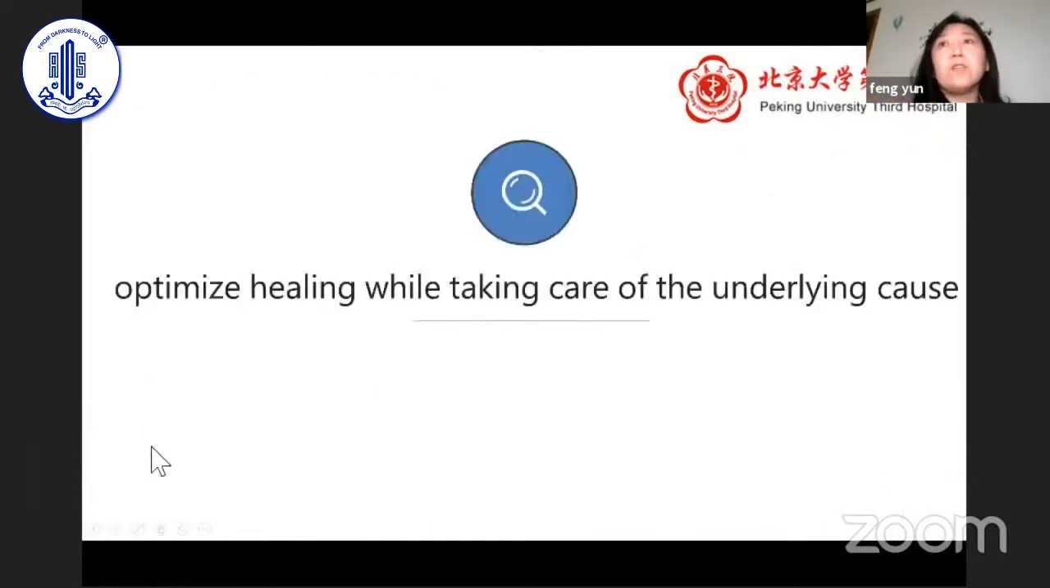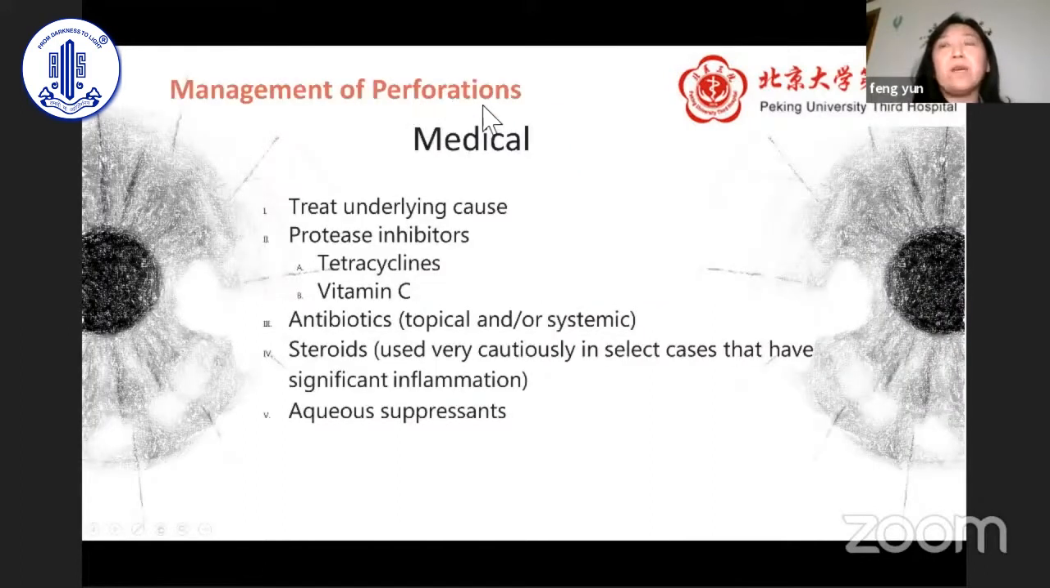For the treatment, the aim is optimizing healing while taking care of the underlying causes. For melting and perforation, we treat the underlying cause, like some autoimmune diseases, because there is always melting in conditions like Sjogren syndrome, SLE, or rheumatic disease. They sometimes have autoimmune melting of the cornea, and if you can't treat it systemically, the cornea can't heal.